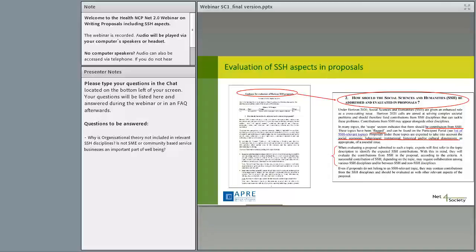What is a flagged SSH topic? What does it mean? And again, the relevance of the socioeconomic sciences and humanities for these topics. And this is a very useful document that you have, and it's free, it is on the participant portal and very useful.